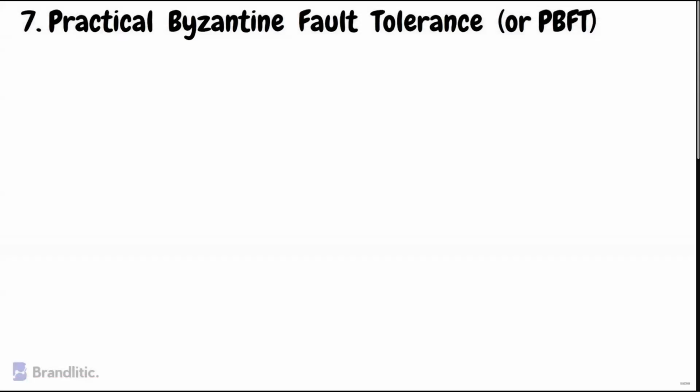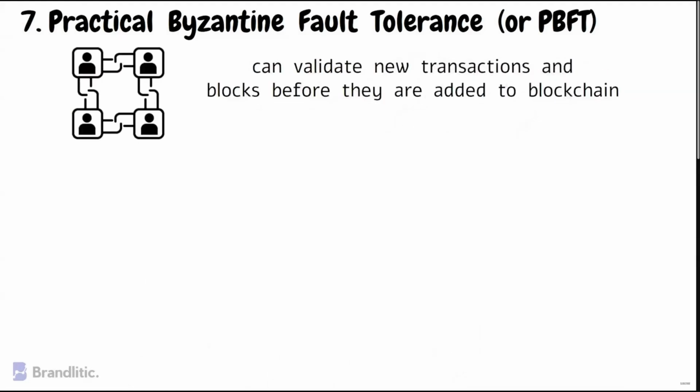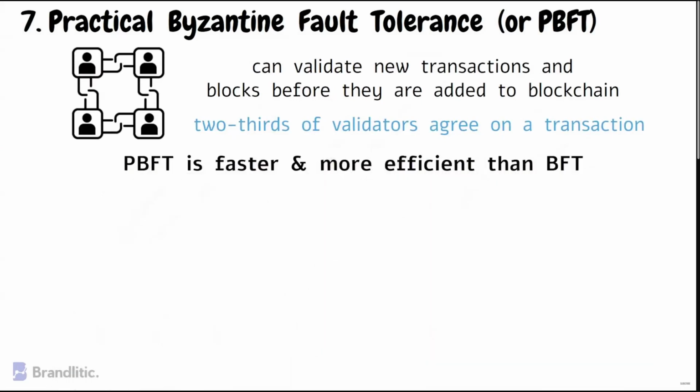Now, PBFT is a variant of BFT and ensures that all nodes in the network have a copy of the blockchain and can validate new transactions and blocks before they are added to the blockchain. And accordingly, a consensus is reached if 2/3 of the validators in the network agree on the transaction. If seen from a performance perspective, PBFT is faster and more efficient than BFT. But in a sense, it requires a certain level of trust among validators.